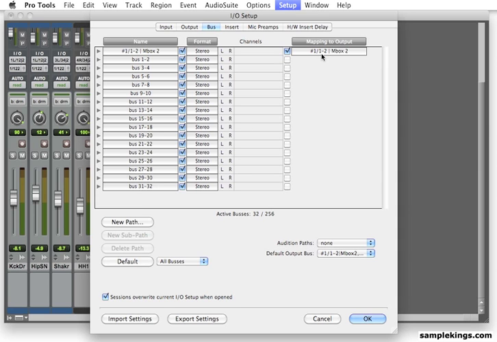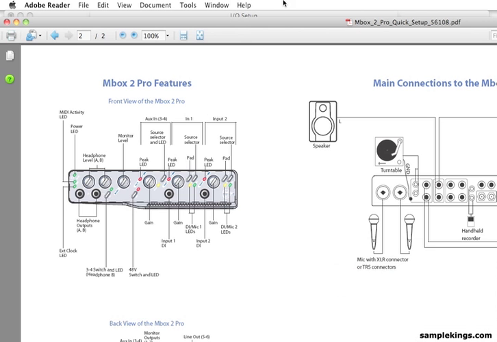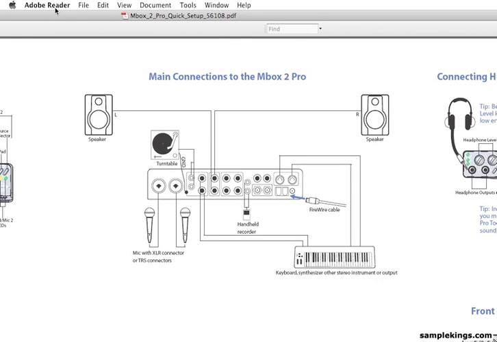Matter of fact, let me see if I can pull that up here. I know I've got it right here. And here it is. Let's pull this over here. We can see it. This is it right here. This is the back of my MBox 2 Pro. Now you see here I've got inputs. There's one and two inputs. See that right there? That's one and two inputs right there. And here, this is my auxiliary input. This is the output I was talking about before. This output here, this goes to the main out of my speakers.